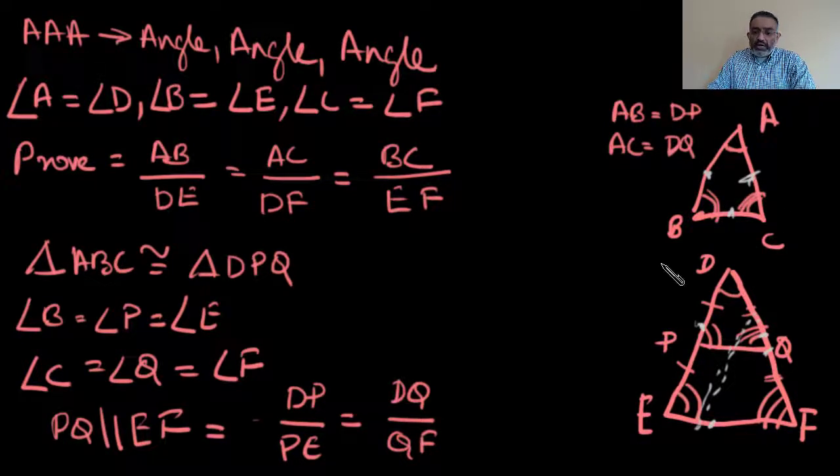So ultimately what we are saying is, we don't have to go through this entire process again. We can simply repeat this process and keep proving that all sides are proportional. All right, that's basically the angle, angle, angle theorem.